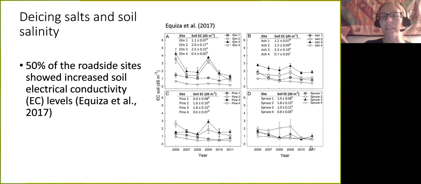Those are all in areas that aren't exposed to de-icing salts. All the other trees are exposed to de-icing salts. And you can see there are significant differences in a fair amount of them comparing the de-iced soils to the soils that didn't experience that stress. Just showing another visual of what they were finding.